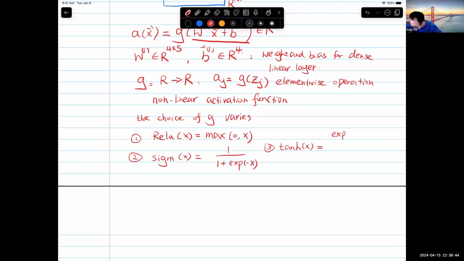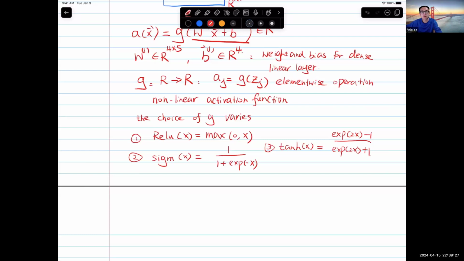which is exponential of 2x minus 1 divided by exponential of 2x plus 1. So this is the hyperbolic tangent. You can choose any of these. There are many other activation functions you can choose, such as leaky ReLU, and a lot of other interesting ones. There's no unique way to do so.